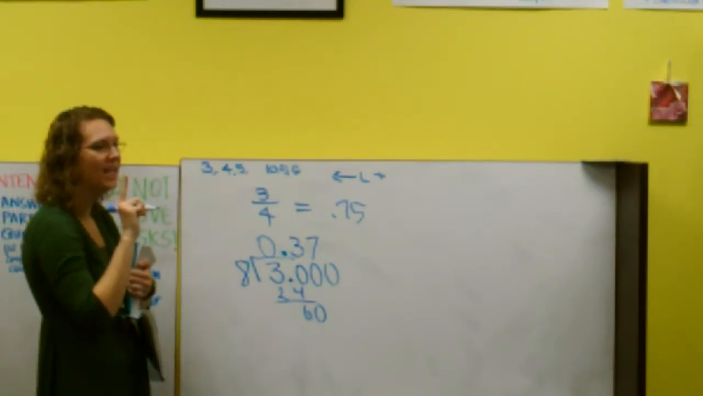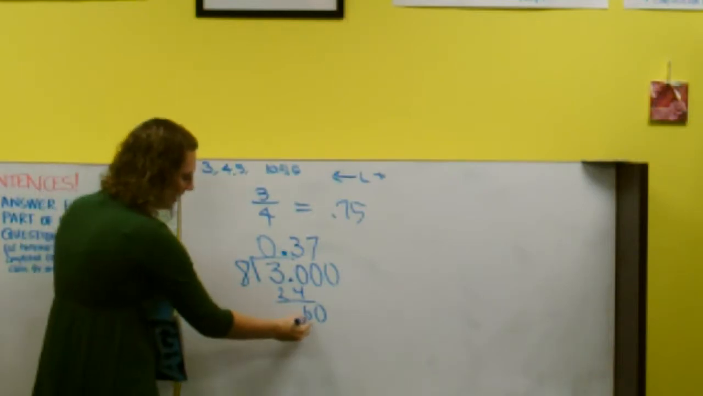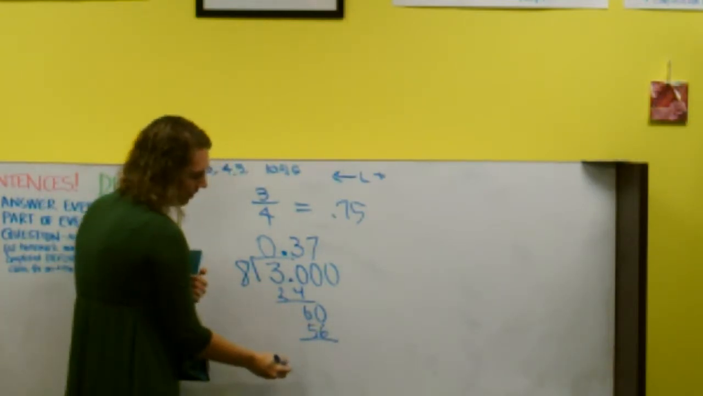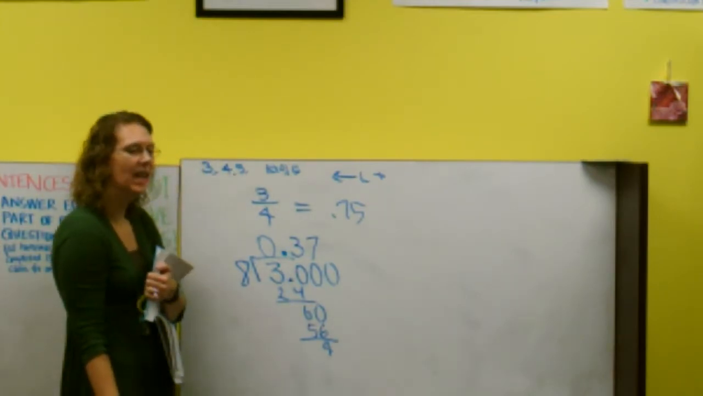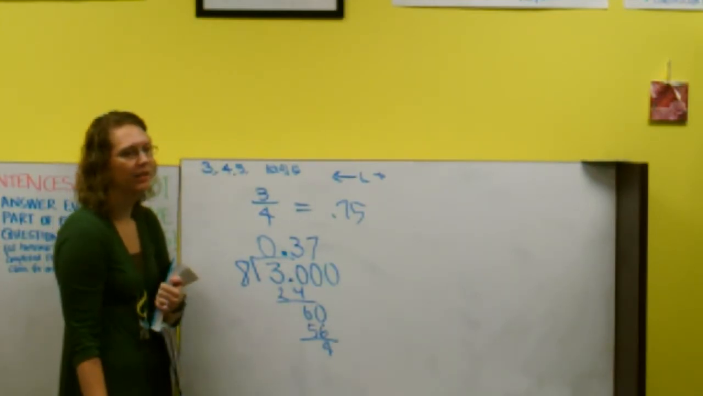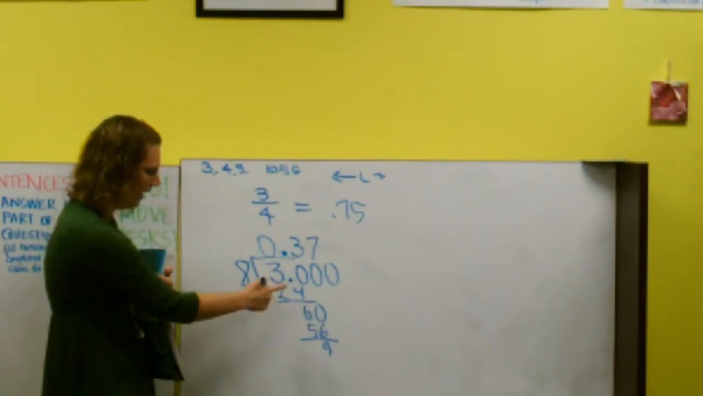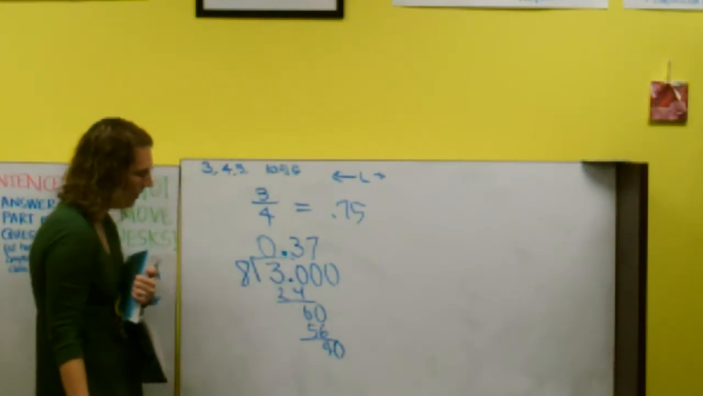So Portia, what's 8 times 7? 56. How many are left over? About 4? About 4 or exactly 4? Exactly 4. Okay, bring that 0 down. So Jamaica, how many 8s are in 40?